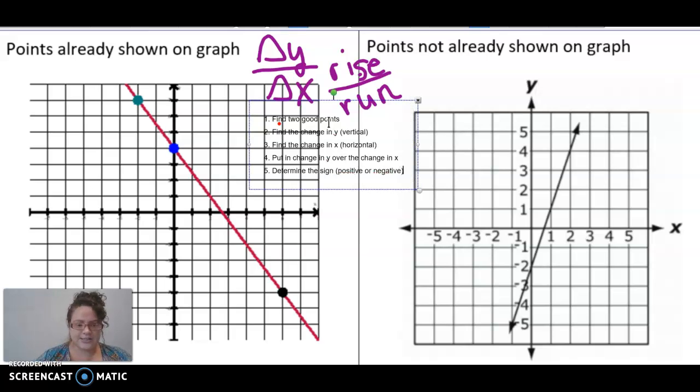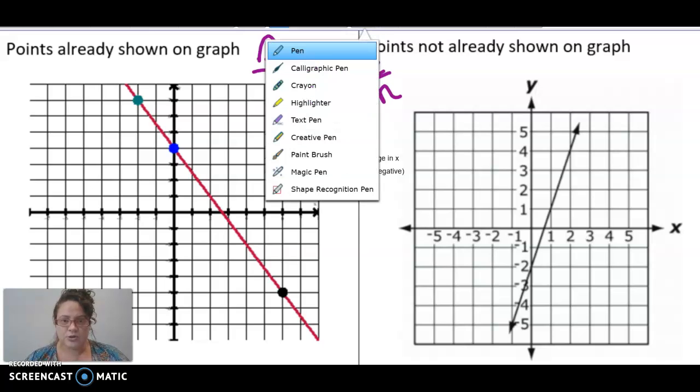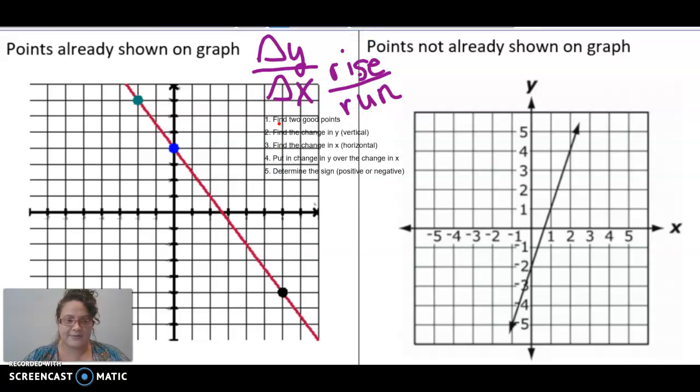All right, so let's take a look at this first graph on the left. The points are already on this graph, which is so nice. So when we're finding two good points, we know it's going to be some of the points that they already gave us. There are 3 points that they've given us on this graph. We have one here, it's teal, we have this blue one, and we have this black one. So personally, I am going to pick the two that are closer together, so that way I have smaller numbers to work with. So I'm going to have this point here and this point here.